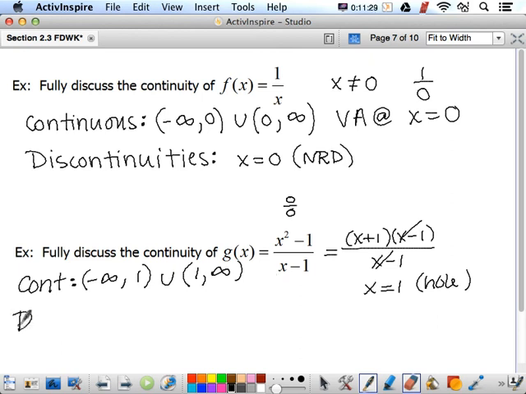Let's talk now about where it is discontinuous, where its discontinuities are. There's only one at x equals 1, and we determined that it is removable. So be careful, sometimes you're asked to specify whether it's removable versus non-removable. You can also look at a graph if you're not sure. If you can't see it when you look at your graph, then chances are it's removable.